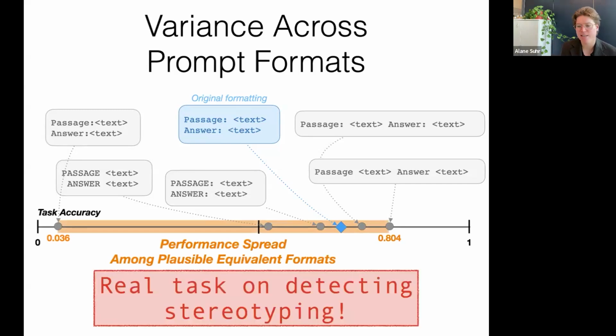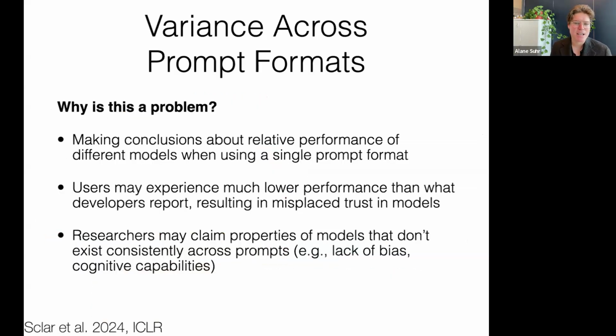This is actually a real task on detecting stereotyping, where you have some input passage and the task is to identify whether it includes stereotyping in the passage. The sensitivity of these models is quite troubling here because if we're going to use this downstream, we want to make sure that our system is actually accurate.